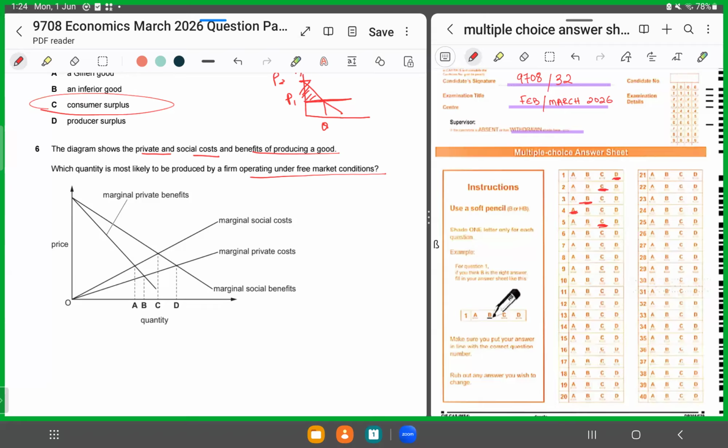We know that a firm would always be seeking a position where MPC, the marginal private cost, is equal to the marginal private benefit, right? So where is that? Where the marginal private benefit intersects with the marginal private cost. Let's look for that position. So where is it intersecting? It's intersecting over here, point B. So for 6, we'll shade in B as the correct answer.